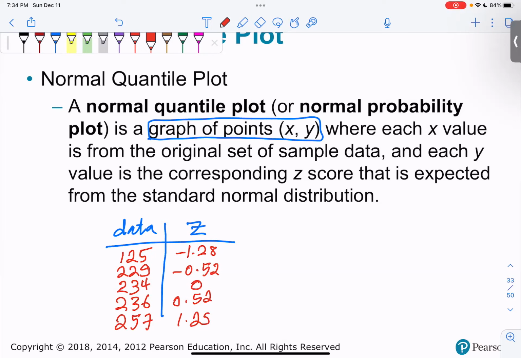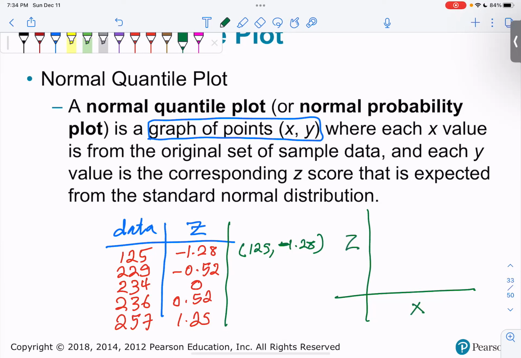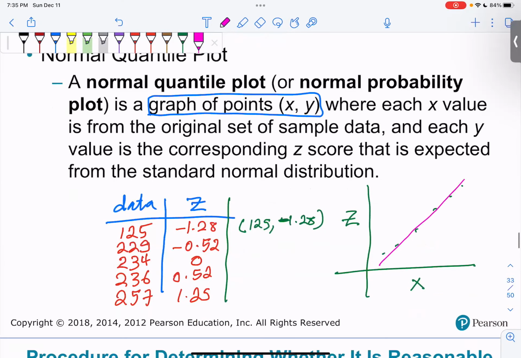So now we have points. The first point will be 125 and negative 1.28, and it's kind of a scatter plot. You know, we did the scatter plot. So we will have the X values here and the Z values here. And if those values seem to be on a straight line, or close enough to the straight line, then we'll say this data comes from a normal distribution. We'll see in detail how to do that.